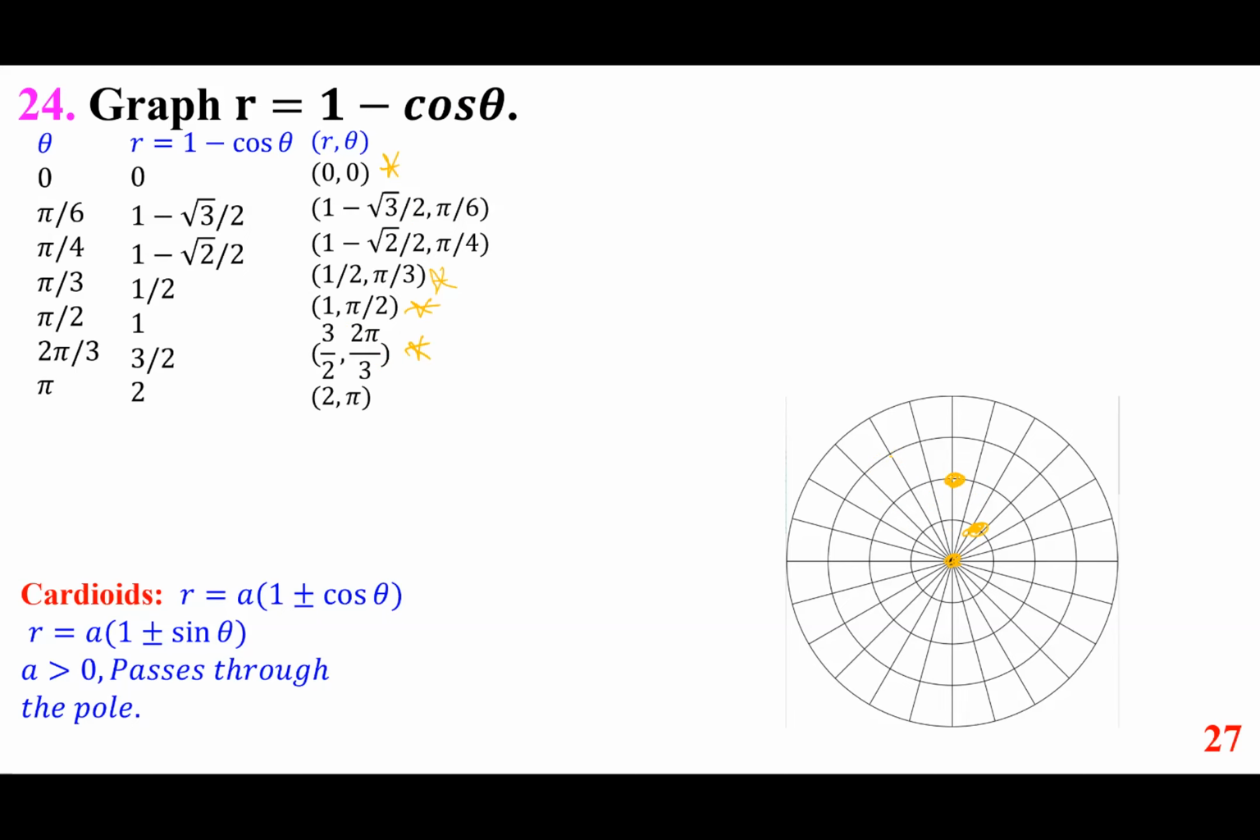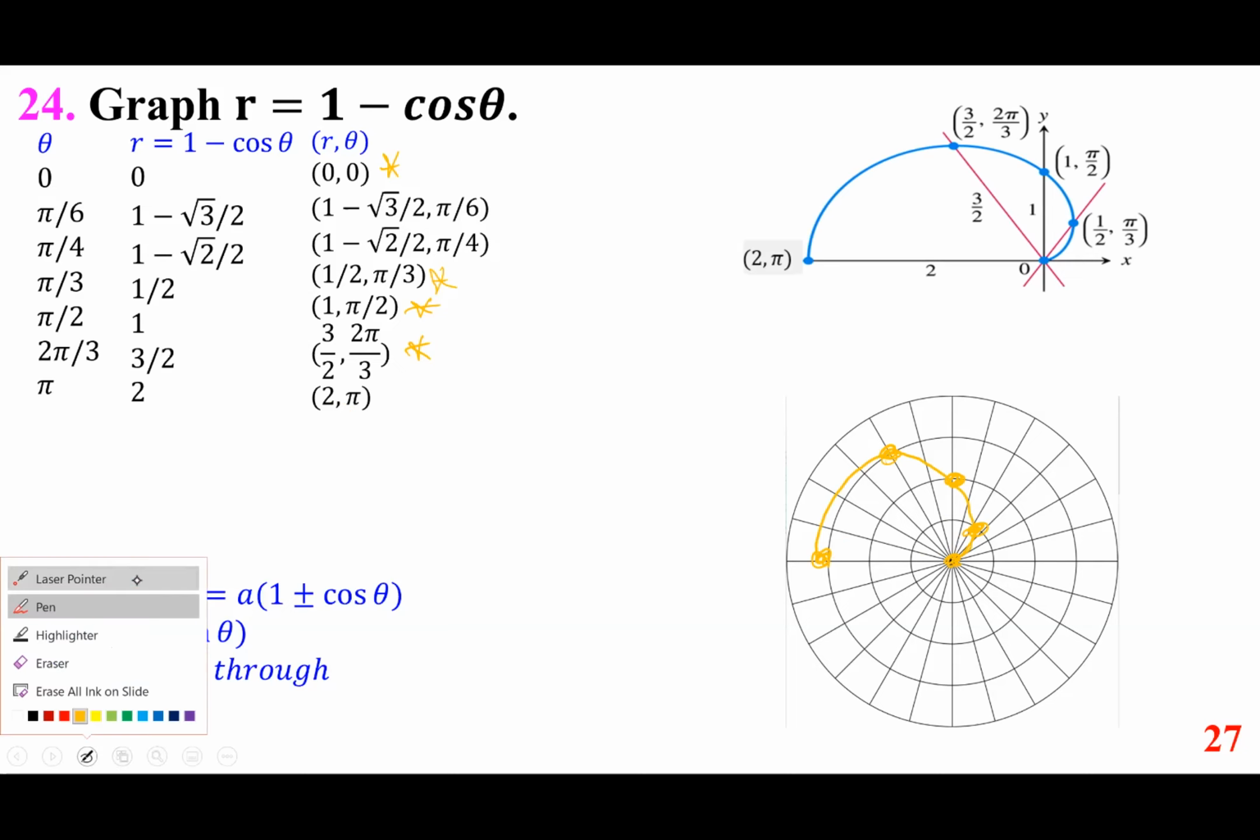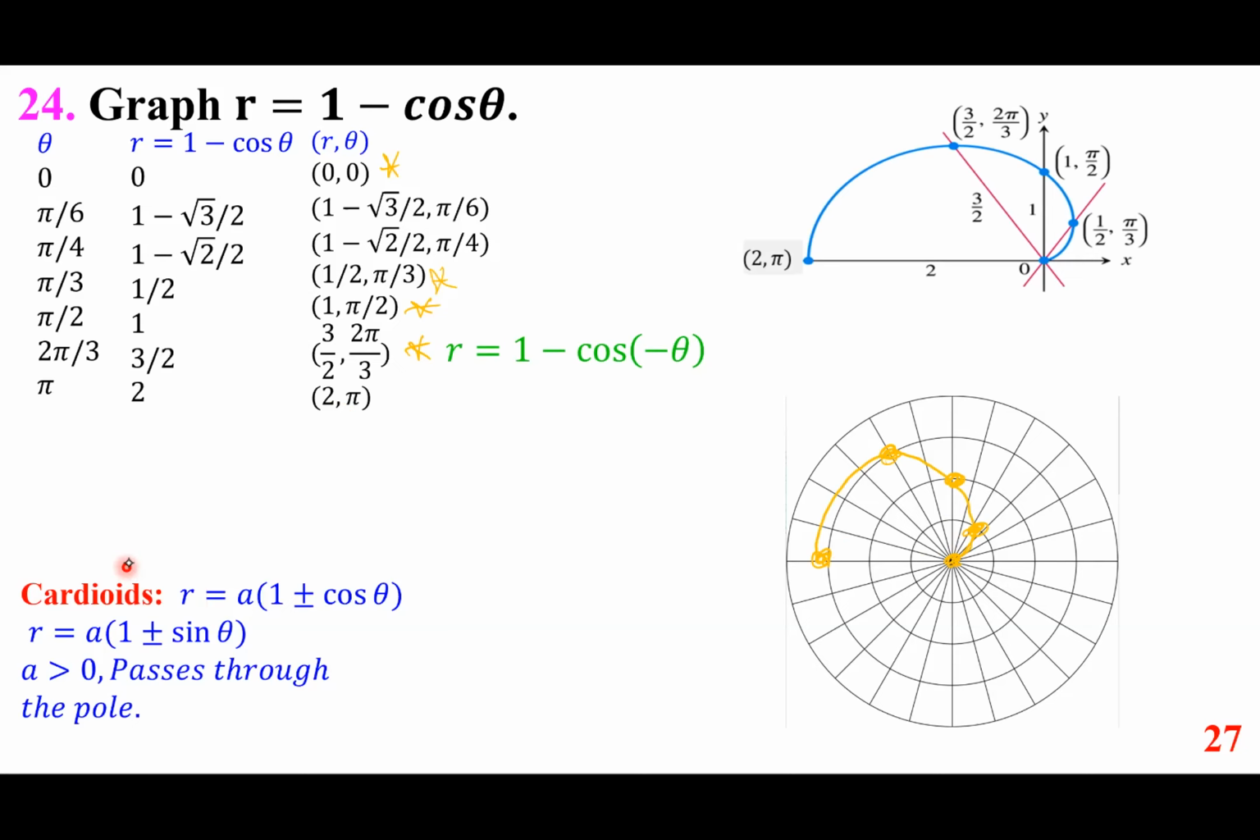So 2 and pi, so somewhere here. So look, this is by no means to scale. This looks something like this, class. And of course, this is a much better graph, no question about that.